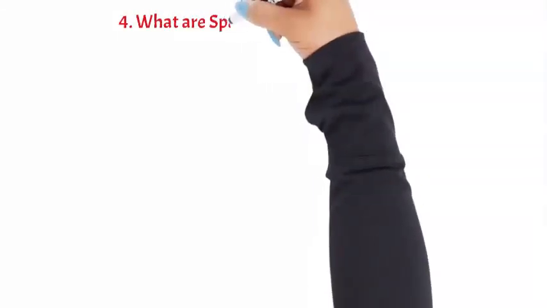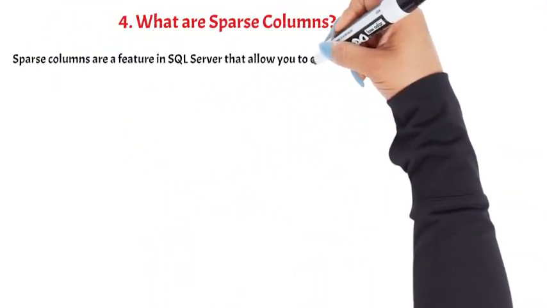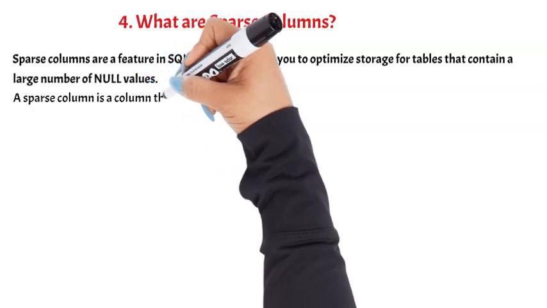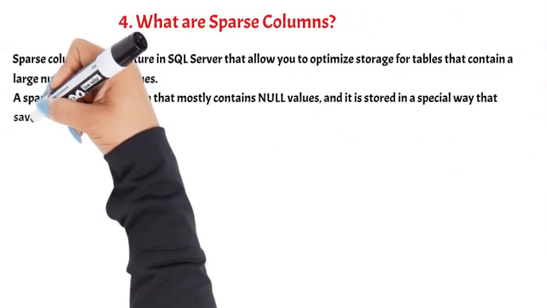4. What are sparse columns? Sparse columns are a feature in SQL Server that allow you to optimize storage for tables that contain a large number of null values. A sparse column is a column that mostly contains null values, and it is stored in a special way that saves disk space.